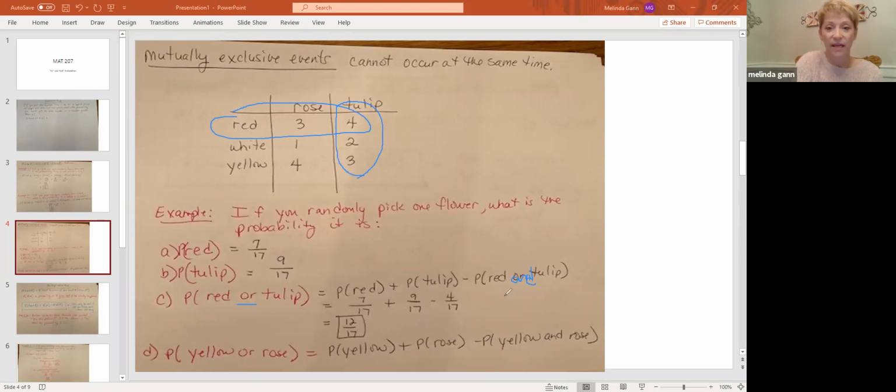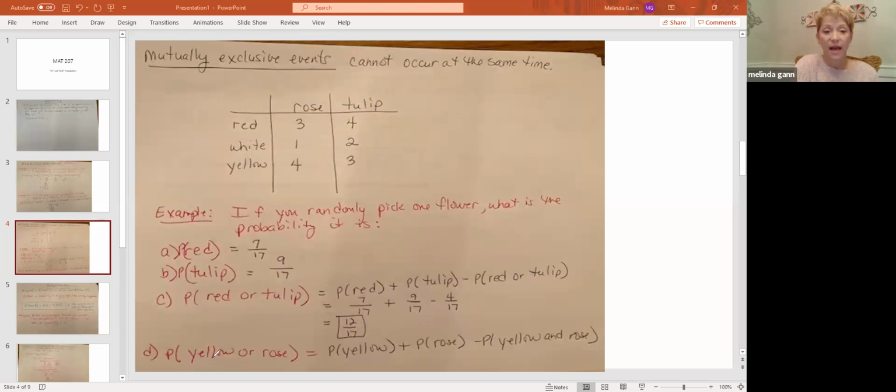Now, were there any of these that are red and tulip at the same time? Do you see that we counted this 4 when we counted the red ones, and we counted this 4 when we counted the tulips? So there are 4 that are red and tulip. So I had to take them off. But the lovely thing about a table is if you circle, you can actually see what numbers are double counted, and you know what to take off. So keep that common denominator of 17, and then 16 minus 4 is 12. So there's that answer. Okay, well, let's do another one.